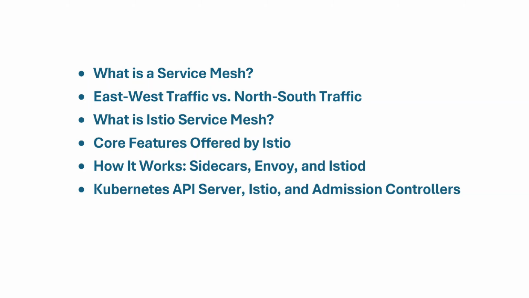The topic is what is a service mesh, east-west traffic versus north-south traffic, what is an Istio Service Mesh and core features offered by Istio and how it works. We will learn what are sidecar containers, Envoy and Istiod, and also what is the Kubernetes API server with respect to Istio, and admission controllers and dynamic admission controllers.